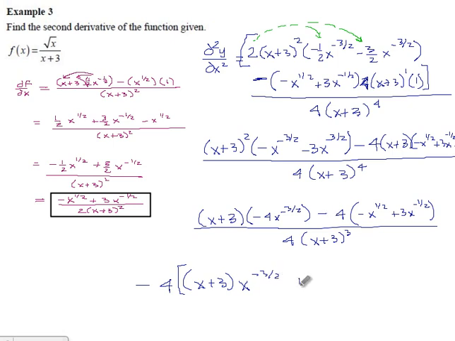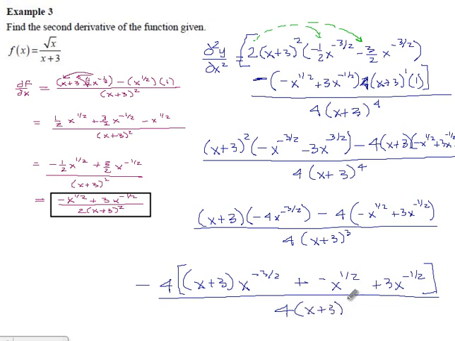From this next term, minus 4 divided by minus 4 is just plus 1, and then we get negative x to the half and 3x to the minus half. And all that is over 4 times x plus 3 cubed. And one last thing, 4 over 4, we can cancel those out. So that 4 disappears, so does that.